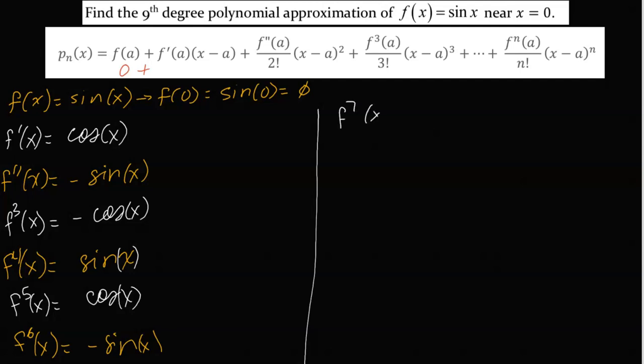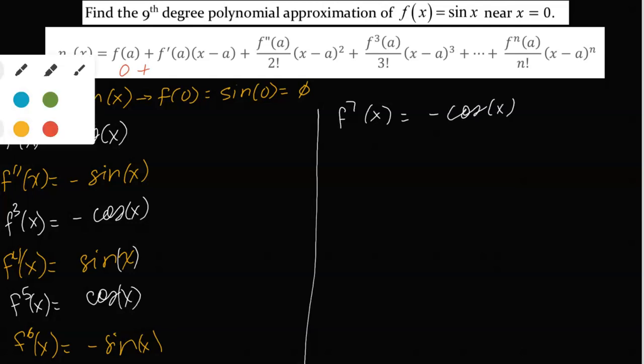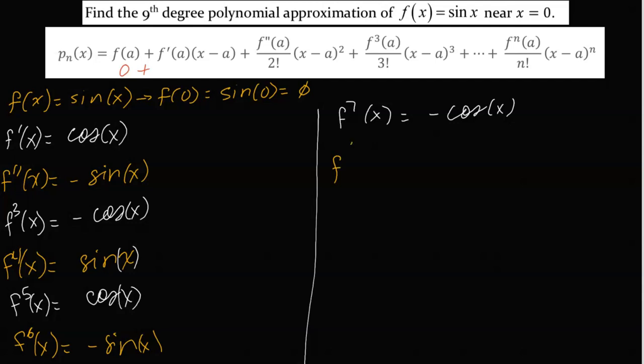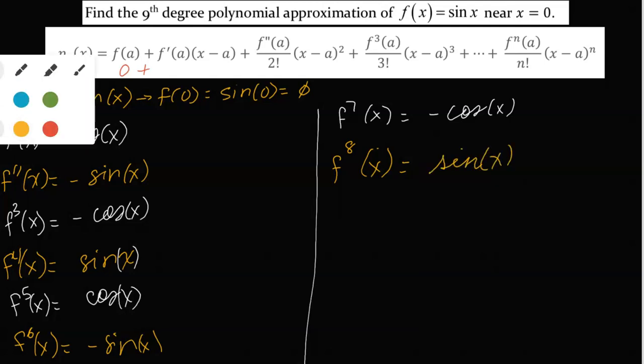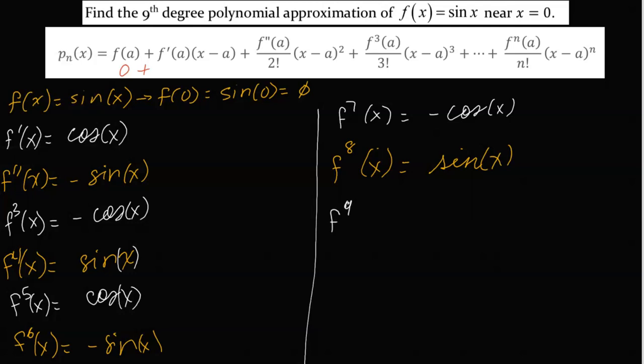is going to be negative sine of x, and then we are at the seventh derivative, which is going to be negative cosine of x, and then the eighth derivative is going to be negative, so that's positive sine of x, and then the ninth derivative is going to be cosine of x.